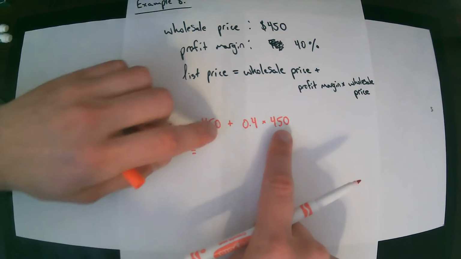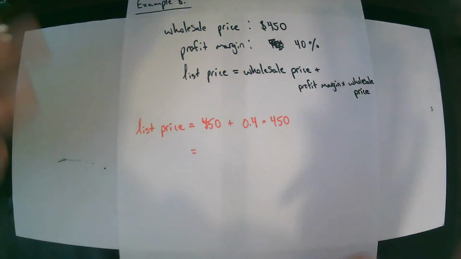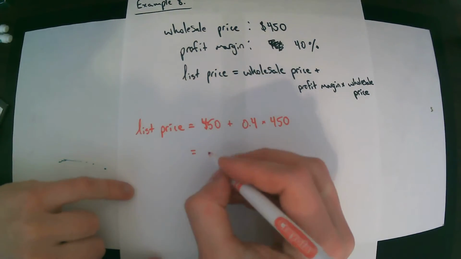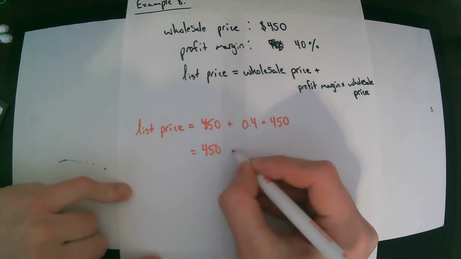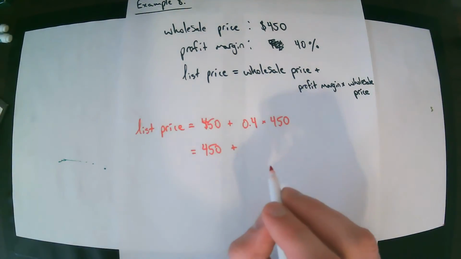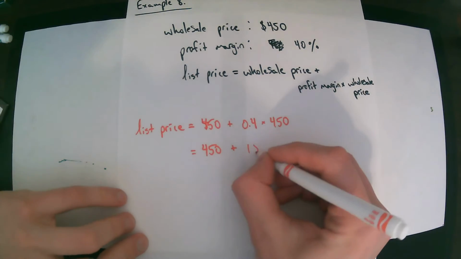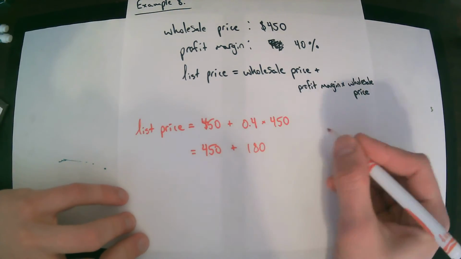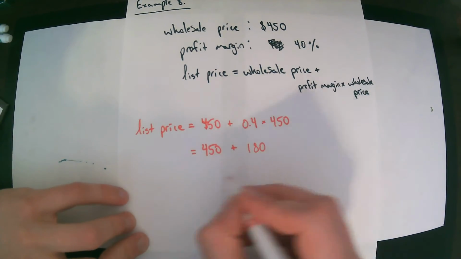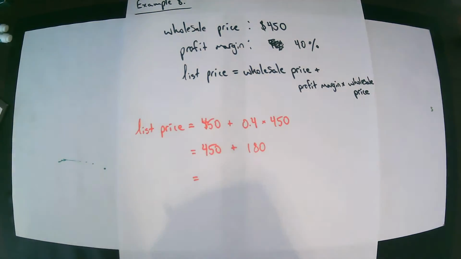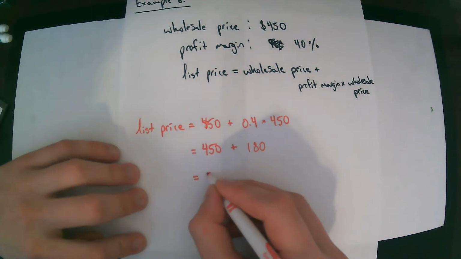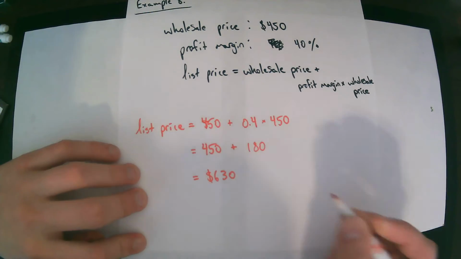By the way, I could do the same thing I did. Well, you know what? No, I'll do that later. All right, I'll do it in green later. So 0.4 times 450 is 180. There's my profit margin as a dollar amount. And then finally, taking the sum of these to get the actual list price, getting $630.